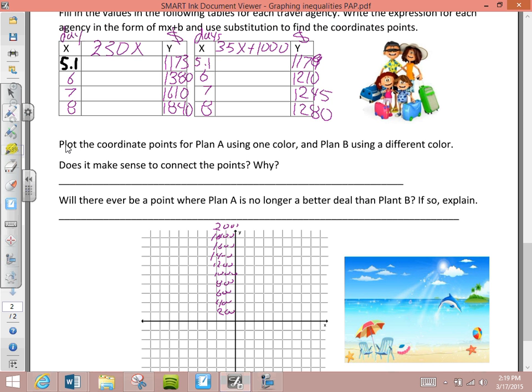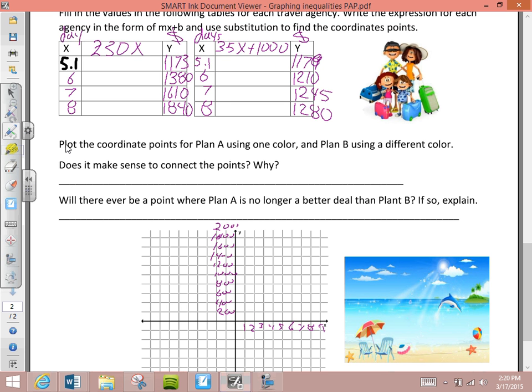Remember that. We're talking about money when it comes to the Y. That's what it means, the total cost. What about the bottom ones? What's my biggest number? 8. So you can go by ones, right? 1, 2, 3, 4, 5, 6, 7, 8, 9. That's all I need. And now we can plot them.